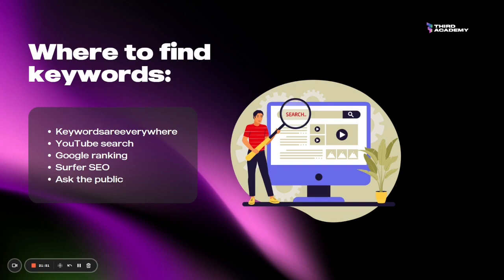There's also Surfer SEO, which is a tool for written content. And Ask the Public is another website that allows you to use it twice a day in order to ask a question, and it will provide you with keywords that people are searching for.